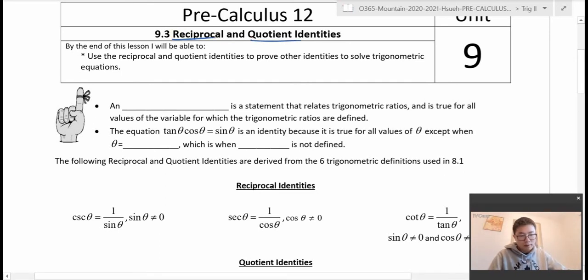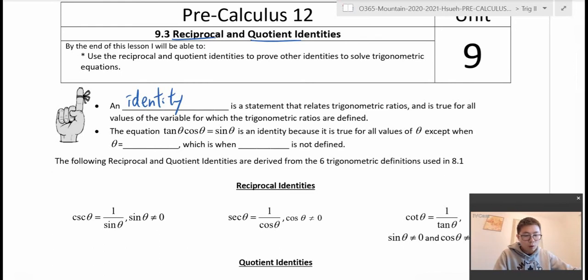So what are identities? Well, an identity is a statement that relates trig ratios. So especially we're talking about a trig identity here. A statement that relates trig ratios and is true for all values of the variable for which the trig ratios are defined. So the equation, for example, tangent theta cosine theta equals sine theta.